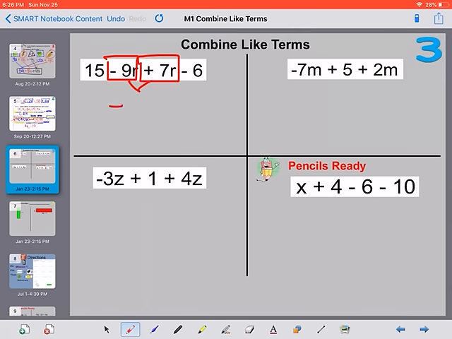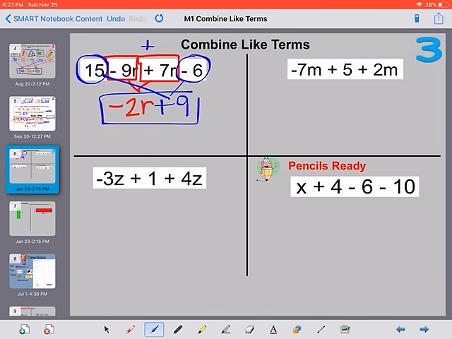We know there are more negatives. Remember our saying, same sign, add and keep, different signs, subtract. They're different signs. We're subtracting, 9 minus 7 is 2, and our letter is R. Then we'll combine just our number, our constant terms. Those two go together here, 15 and a negative 6. Well, 15 minus 6 or 15 plus a negative 6. There are more positives. 15 take away 6 will give you 9. So our answer, negative 2R plus 9.